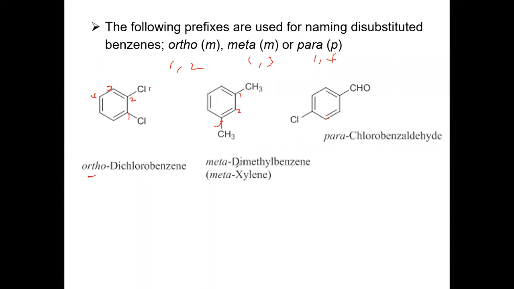Now let's look at the names too. So this is dimethylbenzene. That is meta-xylene. I said xylene will be a benzene ring with 2 CH3, 2 methyl groups substituted on it. And then this is benzaldehyde with chlorine. So it's para-chlorobenzaldehyde. Very simple.